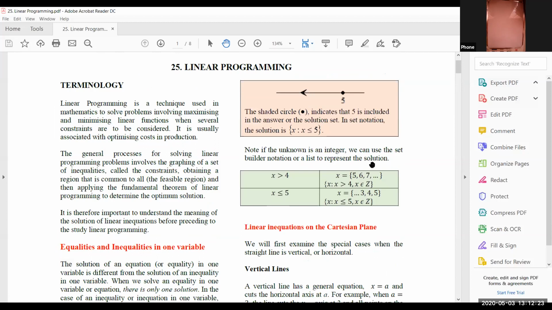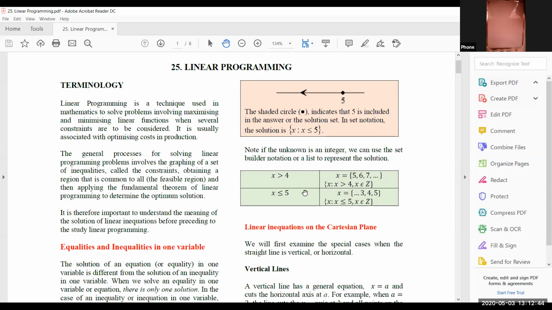So of course, in this case, x is less than or equal to 5. So as you can see, it's a closed or shaded circle. You follow? You all following? Yes.